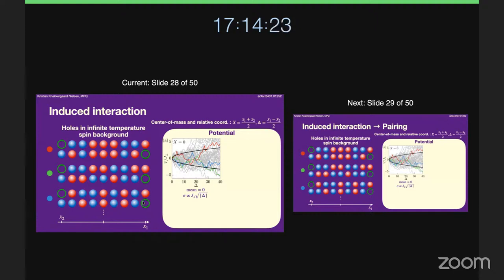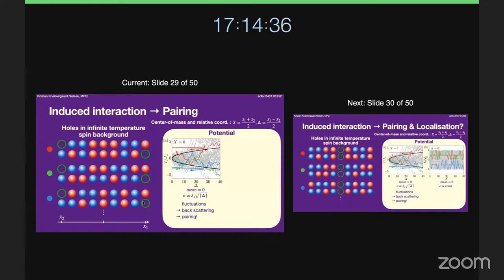So what happens dynamically is that as the two holes try to move apart, they come in with some initial kinetic energy, and eventually this potential will fluctuate to a high value. And when that happens, the holes will back reflect or backscatter. And so this is basically the pairing mechanism.